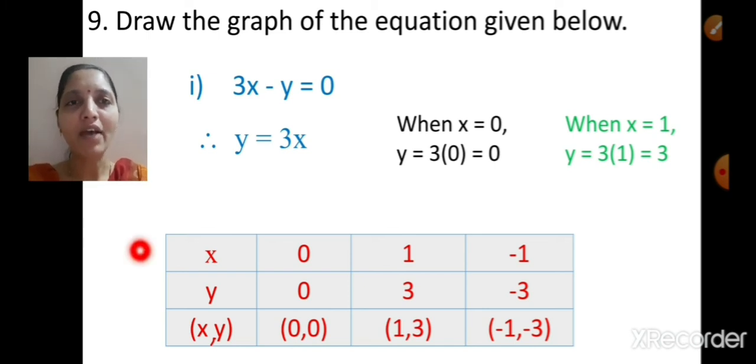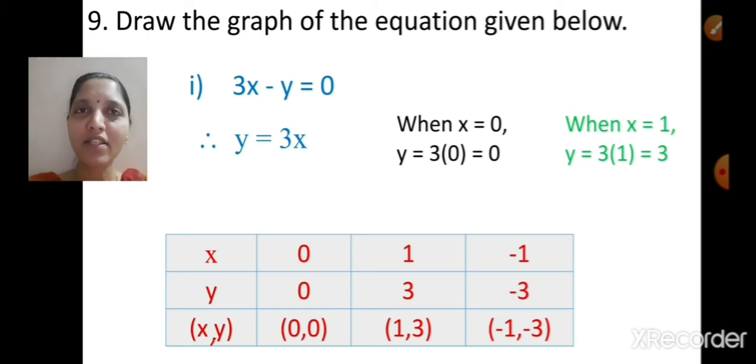Okay. Where we have written x coordinate, y coordinate and the ordered pair. So here when x is equal to 0, y is equal to 0. So the ordered pair will be 0, 0. Then when x is equal to 1, y is equal to 3. So your ordered pair will become 1, 3. When x is equal to minus 1, your y will become minus 3. So your next point will have coordinates minus 1, minus 3. You can consider a few more points also and then you can plot the graph.